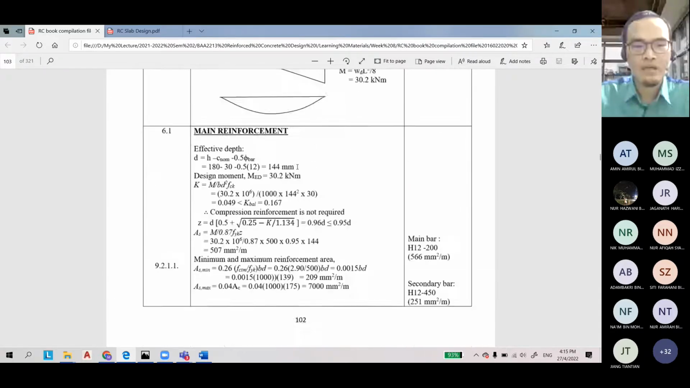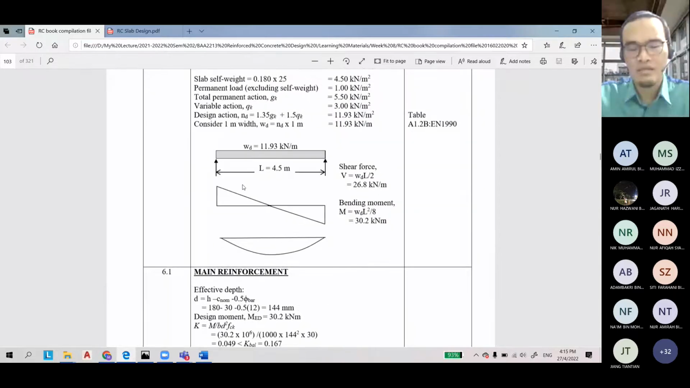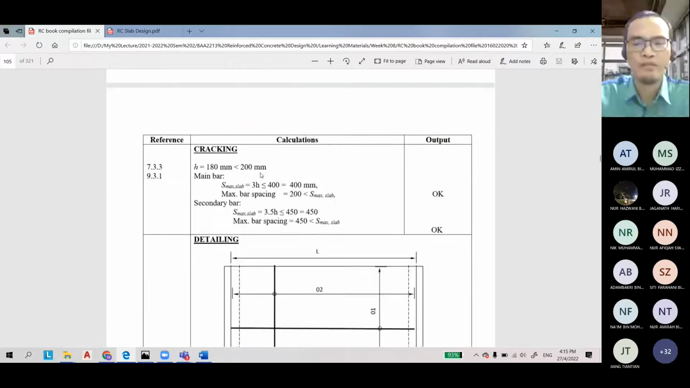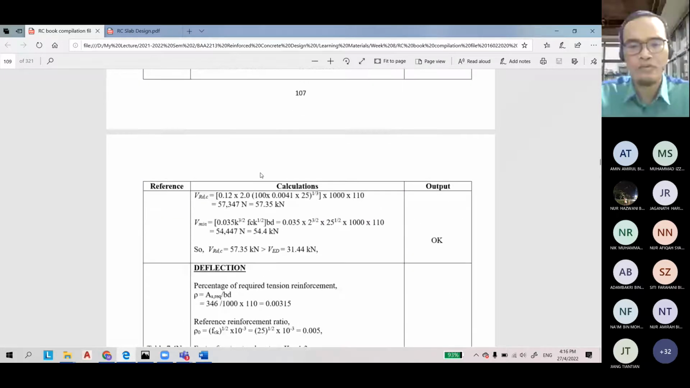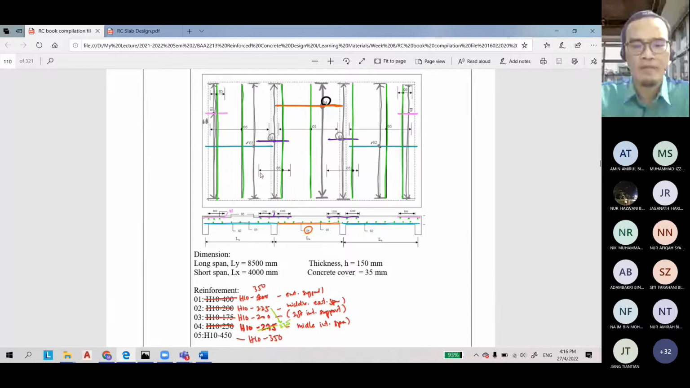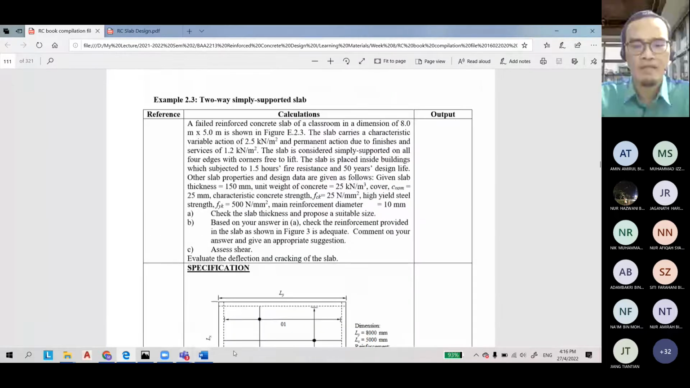And this is the way to determine the bending moment and shear force diagram for the simply supported one-way slab. However, for the simply supported two-way slab, we have to use the coefficients from the table. I will show you later.